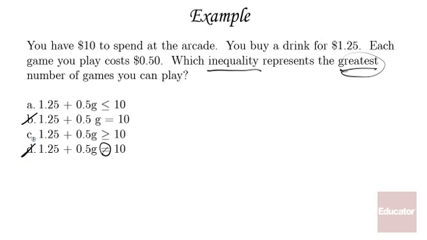So at this point, I have A and C to work between. So if I know that I have $10 to spend at the arcade, the most I can spend is $10. I can't spend any more than $10. I don't have any extra money. So if the very most is 10, this is the inequality that will work, A.